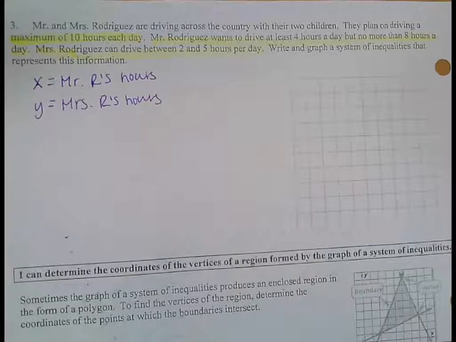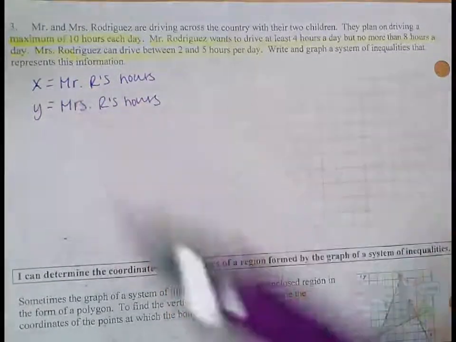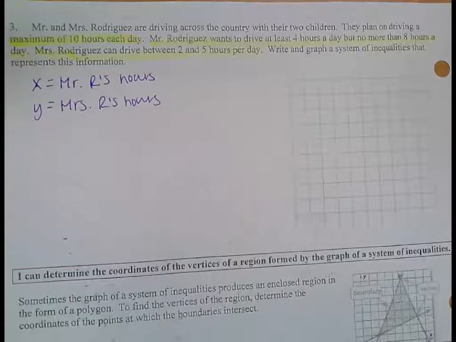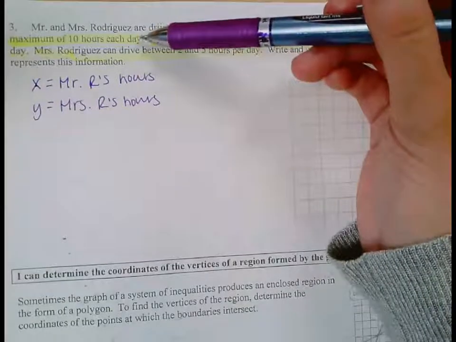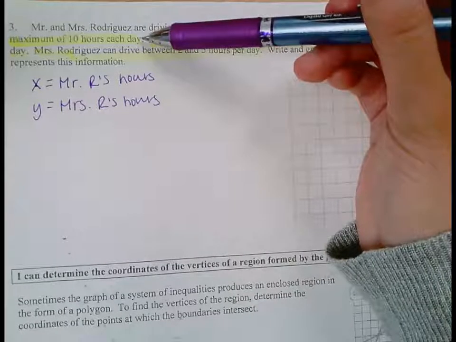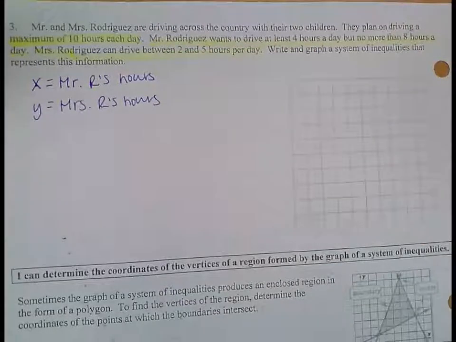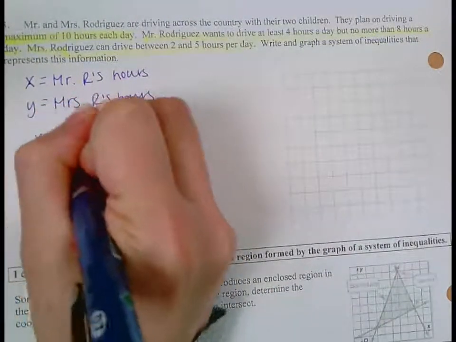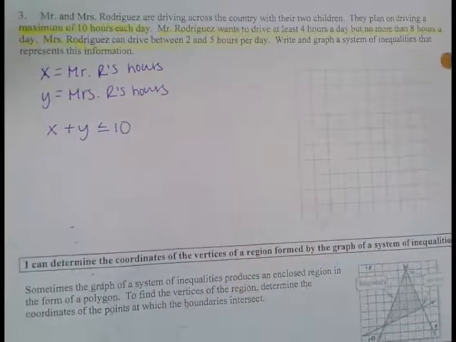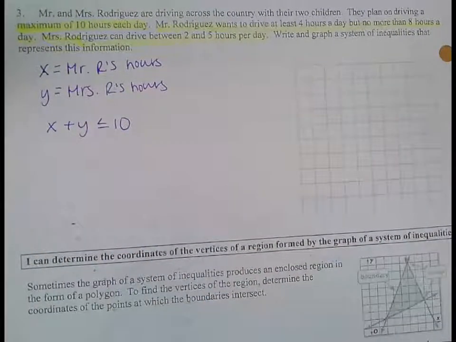All right, so now we can go back, and knowing what your variables represent is important because now knowing what x and y represent, we can piece together our inequalities. If I go back to that first part that I highlighted, the maximum of 10 hours, they plan on driving a maximum of 10 hours each day. Anyone know how we can put together an inequality that represents a maximum of 10 hours each day driven by them? Okay, x plus y, so the number of hours they're each driving totaled. If it's a maximum of 10, it should be less than or equal to 10.